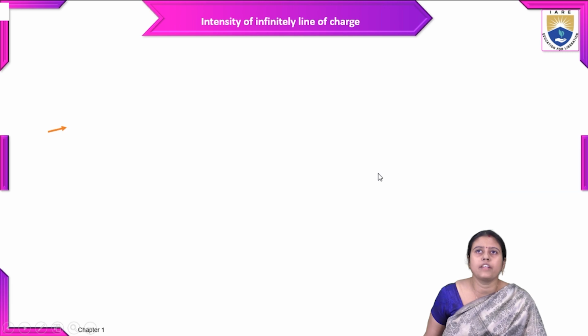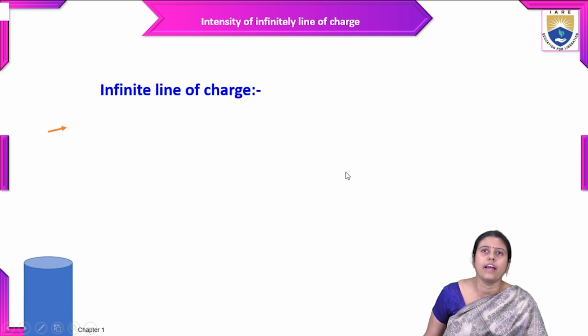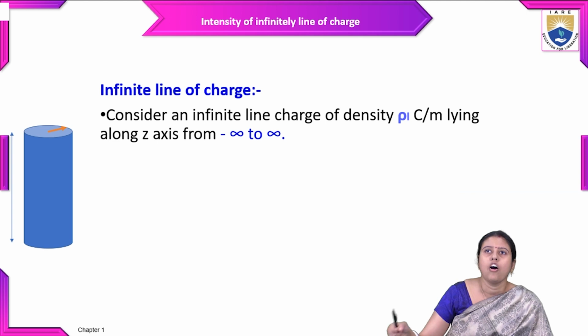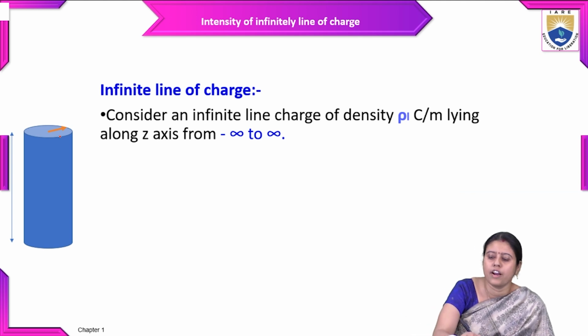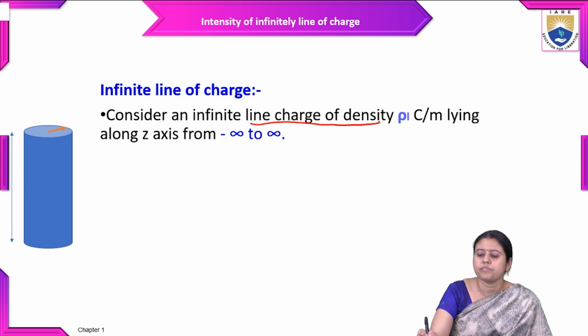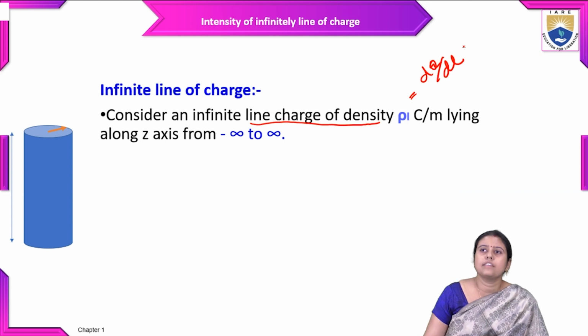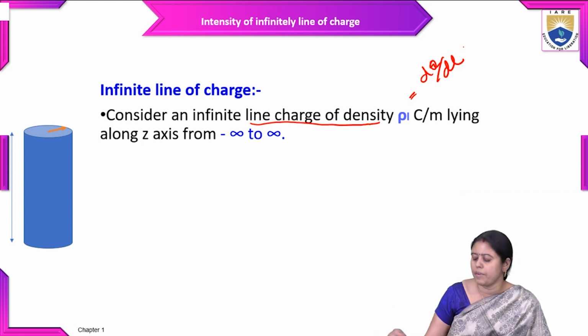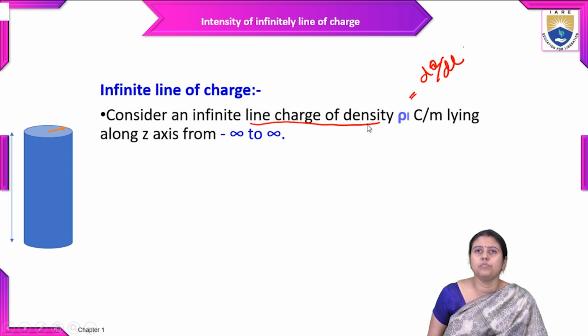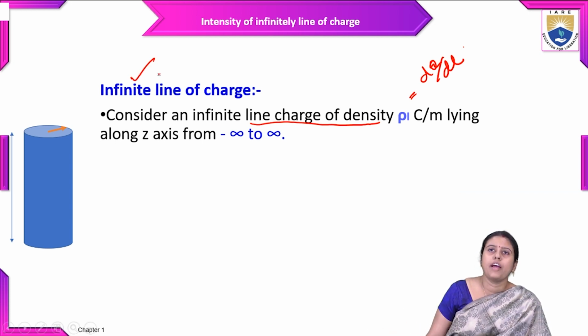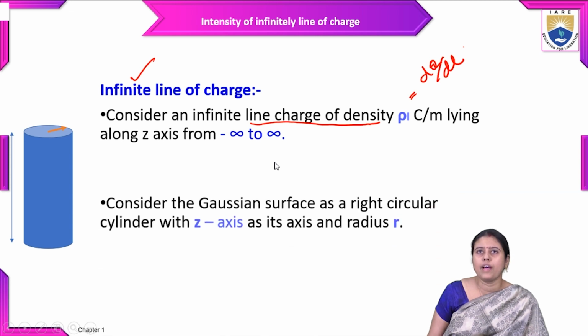Next we will discuss the intensity of an infinite line of charge. So what is the meaning of an infinite line of charge? You can consider an infinite line of charge with density rho L coulomb per meter. This is nothing but the line charge density, dq by dl, in coulomb per meter along the z axis. And as this is an infinite line of charge, we take it from minus infinity to plus infinity.